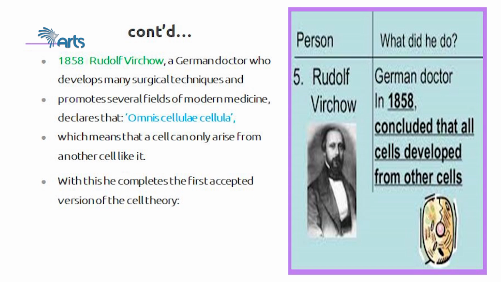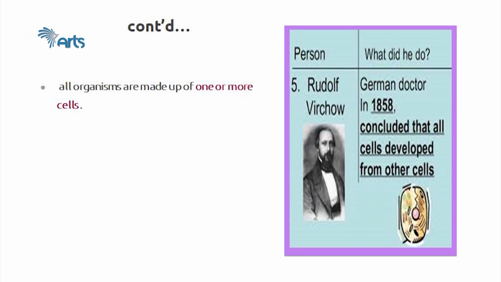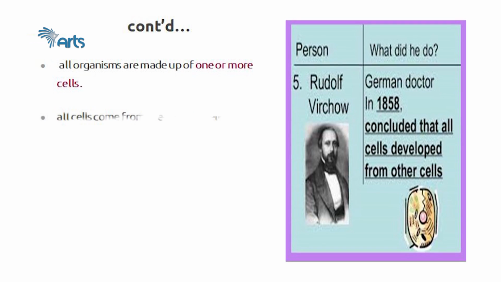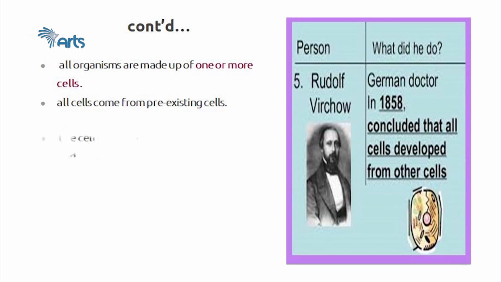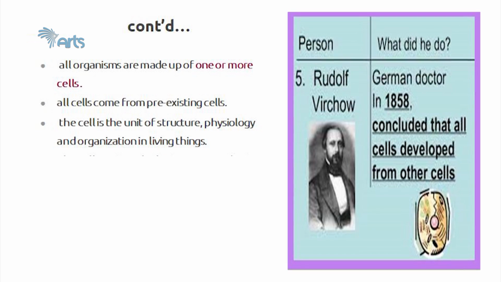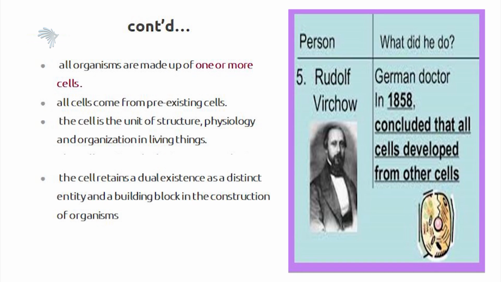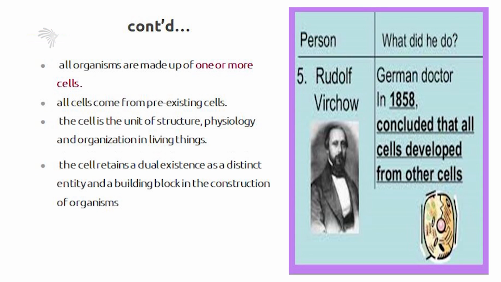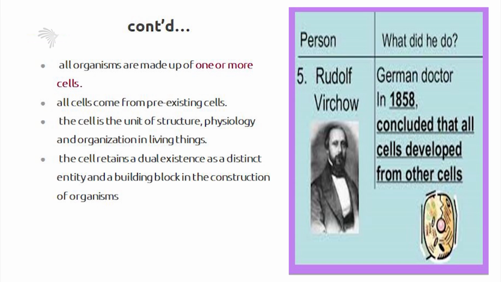So this is from Germany, and all the organisms are made up of one or more cells, according to Rudolf Virchow. All cells come from pre-existing cells. The cell is the unit of structure, physiology, and organization in living things. The cell retains a dual existence as a distinct entity and a building block in the construction of organisms.